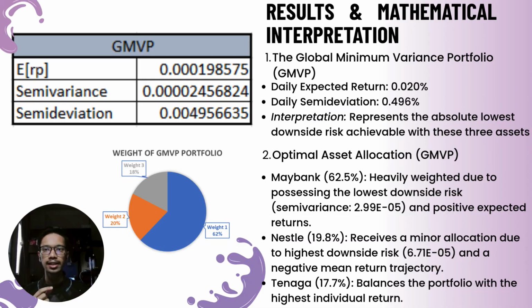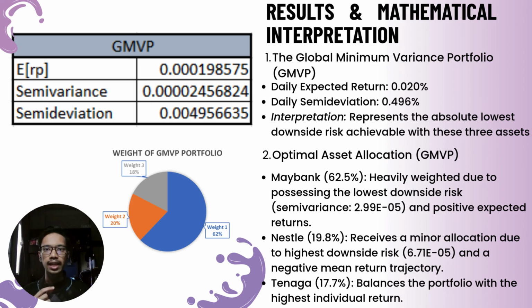Now, moving on to the results and analysis of our portfolio. The anchor of this efficient frontier that we will show in the next slide is the Global Minimum Variance Portfolio, or GMVP. Mathematically, our GMVP achieves a daily expected return of roughly 0.02% while minimizing our daily downside risk, the semi-deviation, to just 0.496%.